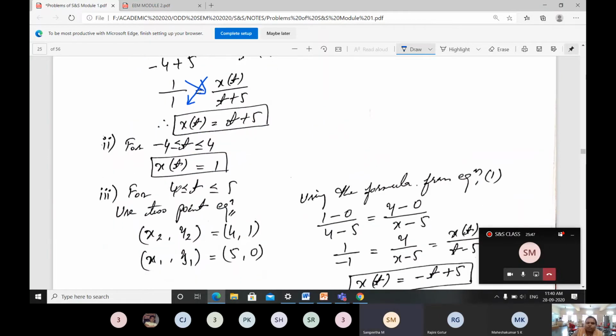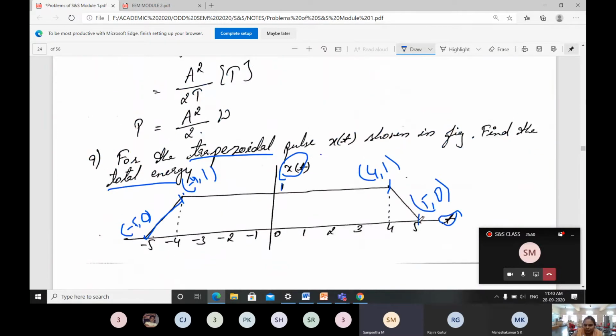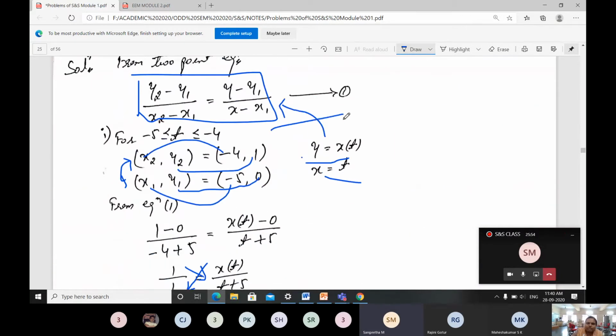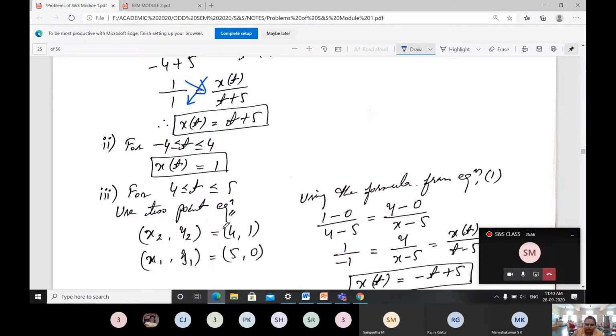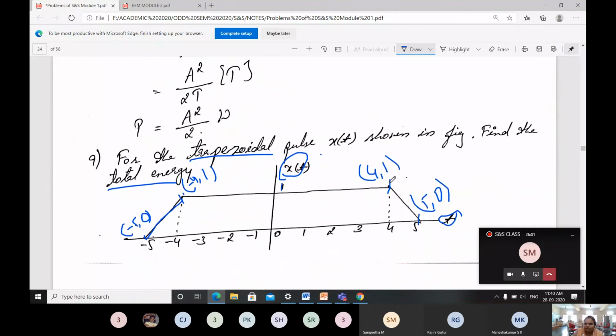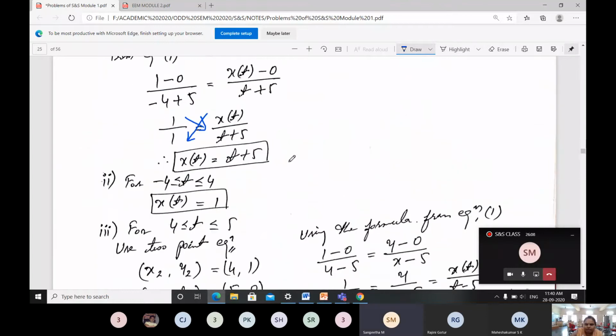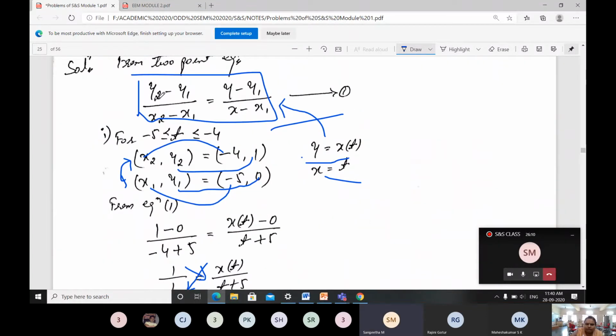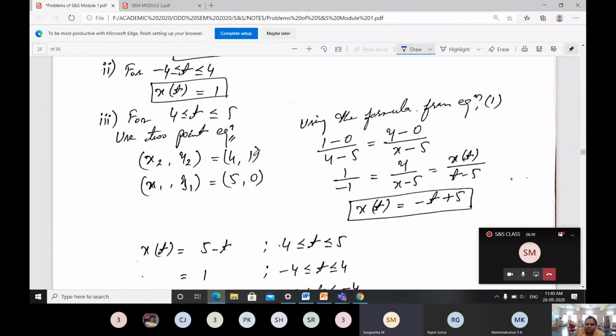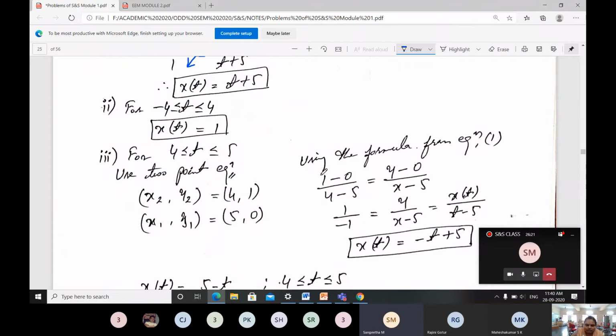Next, for 4 to 5. For t from 4 to 5, again use the same equation. Substitute, take here x2 y2 as 4 comma 1 and x1 y1 as 5 comma 0. Next, use the formula: y2 minus y1 divided by x2 minus x1, equals y minus y1 divided by x minus x1. Substitute here, you will be getting 1 minus 0 over 4 minus 5, equals y minus 0 divided by x minus 5.